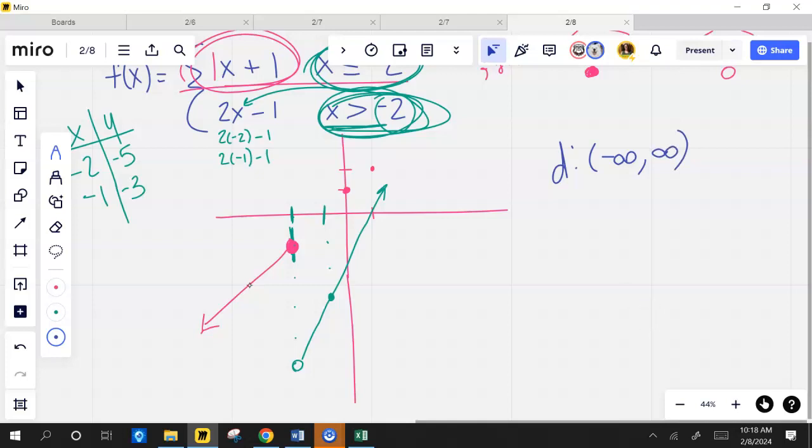How about the range? That's from the bottom up. So lowest the graph ever goes is what? Is this -infinity up to positive infinity? That's exactly right.